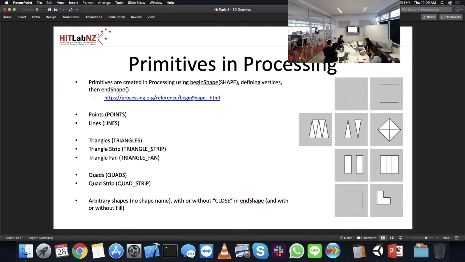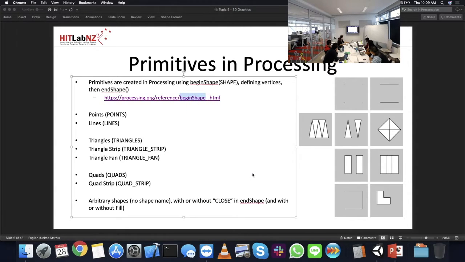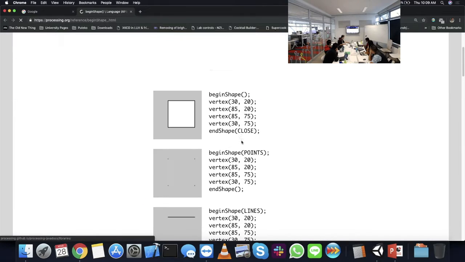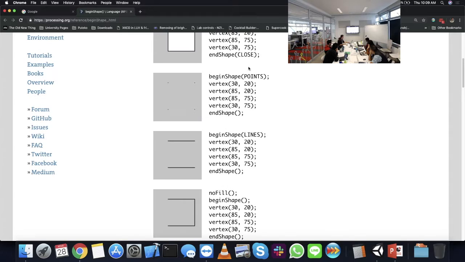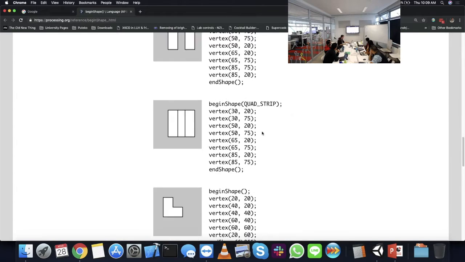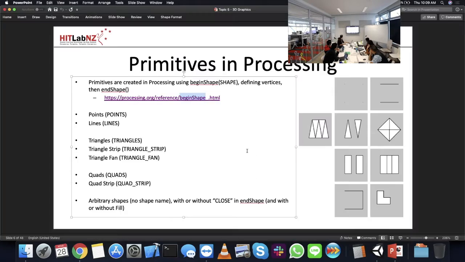So if we go back to our begin shape example, we can see here, we normally say begin shape and then describe the shape. So points, lines, triangles, triangle strip, triangle fan, quads, quad strip. But if we pass in no arguments to the begin shape method, we can just start putting points in and it will create any arbitrary shape based on those points.